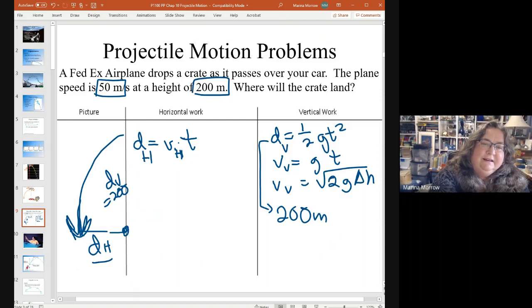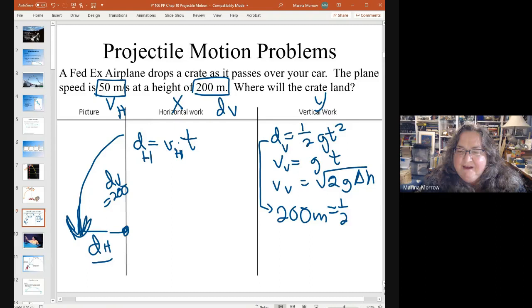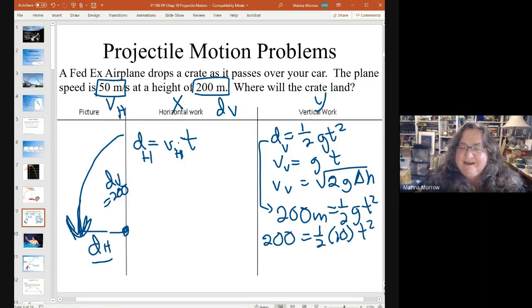Right, so this is the distance in the vertical direction. This is the velocity in the horizontal direction. And you can use X and Y, of course, if you'd rather. So you can use vertical is Y and horizontal X. Okay, so you can use that too, of course. All right, so we've got 200 meters is that distance, and that's equal to 1/2 gt squared. So 200 is equal to 1/2 of 10 t squared, right, using g as 10.